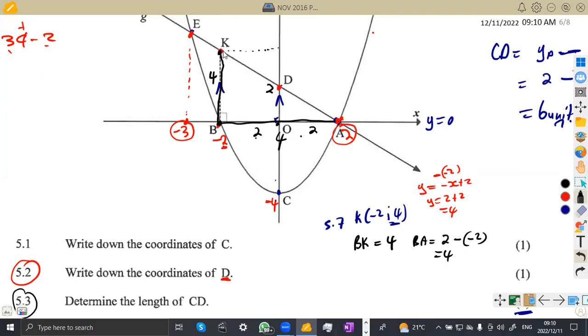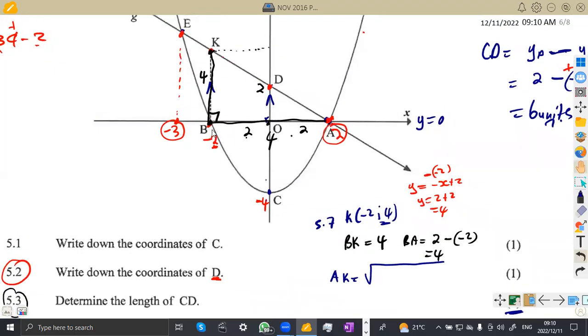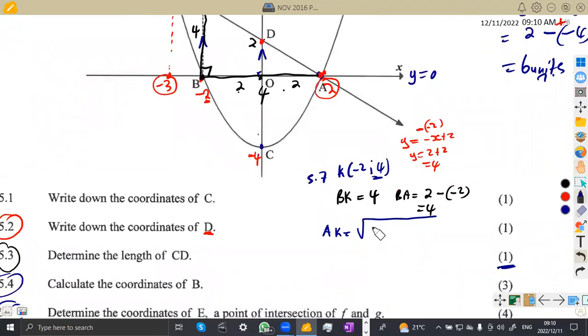From B to K, we've got 4 units, and we need to find AK. So we can use Pythagoras theorem since it's a right-angled triangle. AK is going to be the square root of BK squared plus BA squared, which are the shorter sides. So AK is the square root of 4 squared plus 4 squared. So that is going to be the length.